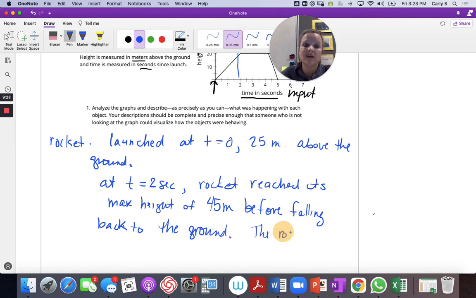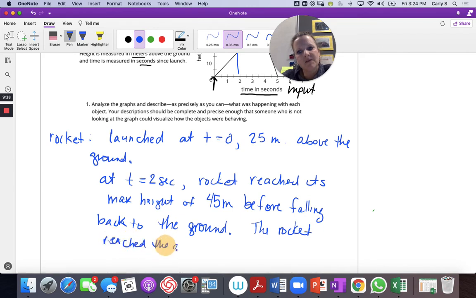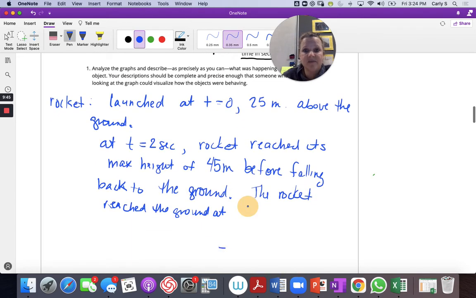The rocket, I'm making this up as I go along, so there's no prescribed words here. The rocket reached the ground at what time? 5 seconds.